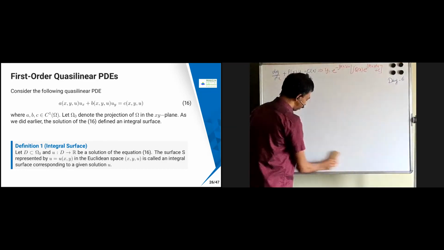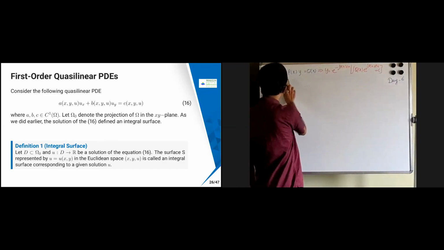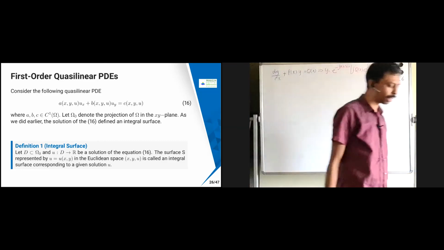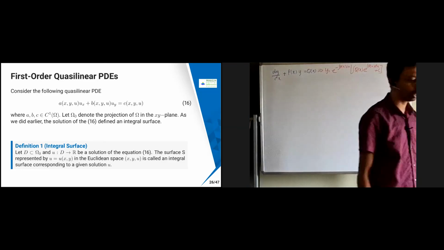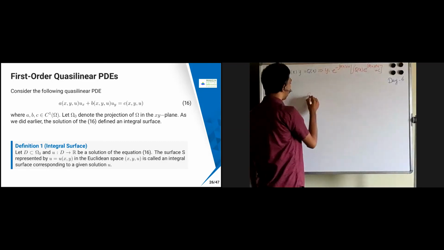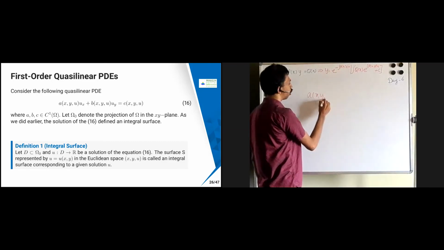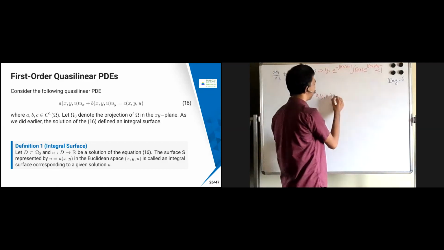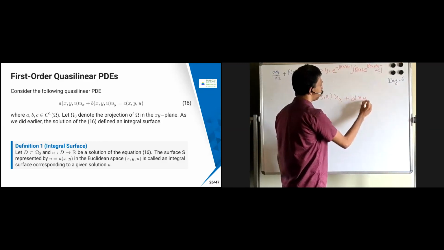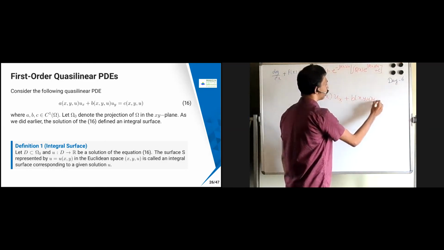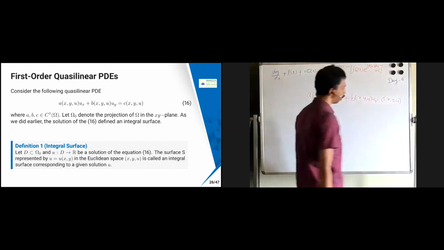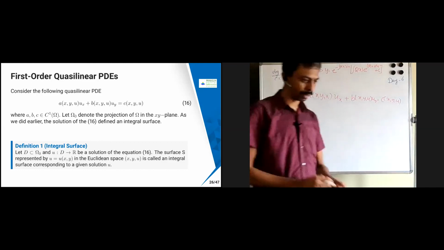What we are going to do is play with one more space variable. In Euclidean space, there will be 3 variables. Any first order quasi-linear PDE can be written in this form: a of x comma y comma u into u x plus b of x comma y comma u into u y equal to c of x comma y comma u. This is the quasi-linear PDE in first order.